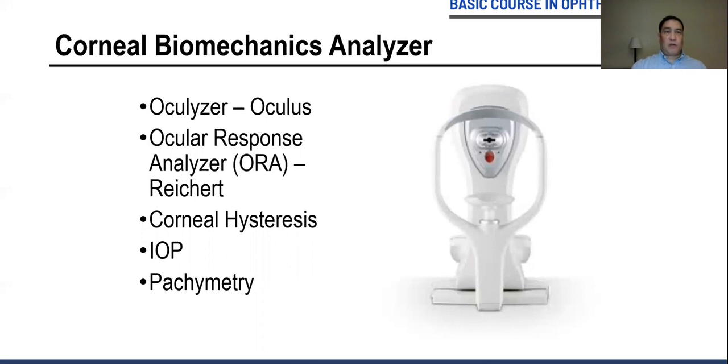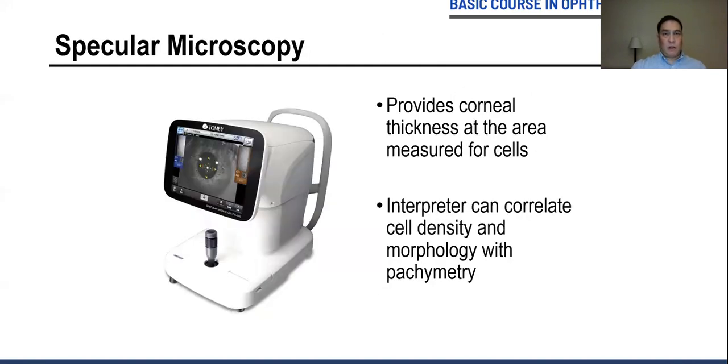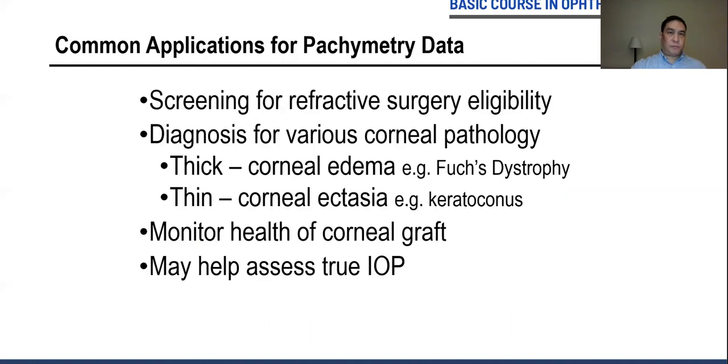There are also corneal biomechanics analyzers like the Oculyzer or the Ocular Response Analyzer, which measures corneal hysteresis, basically how soft or rigid your cornea is, can measure the IOP of the eye quite accurately, and it can measure pachymetry usually centrally at a very fixed point. And your specular microscope can also measure thickness of the cornea. It provides corneal thickness at the area measured for cells, and it can interpret and correlate cell density and morphology with the pachymetry. So there are many ways to measure thickness of the cornea.